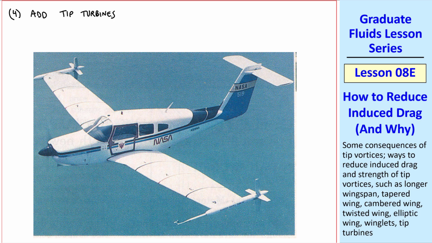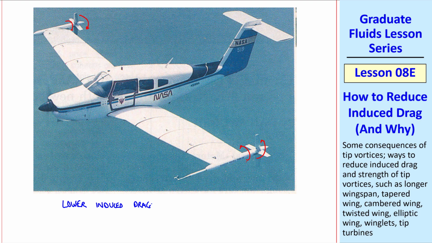Finally, NASA did some experiments many years ago with tip turbines. The idea was to make these turbine blades turn and generate power, taking advantage of the tip vortices. This results in lower induced drag, again by disrupting or diffusing the tip vortex, while also producing some power. Sounds like a cool idea, but the weight and complexity of the tip turbines cause this technique to be not so practical. So we don't see these on any modern commercial aircraft.